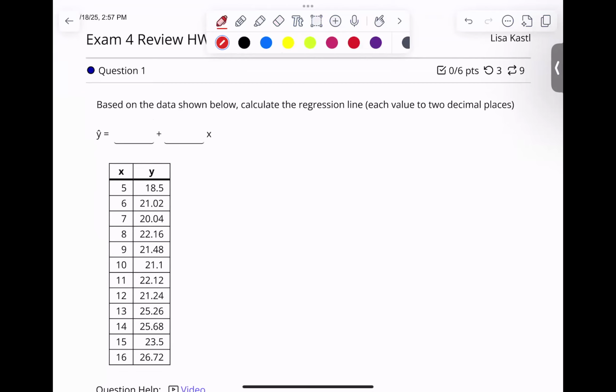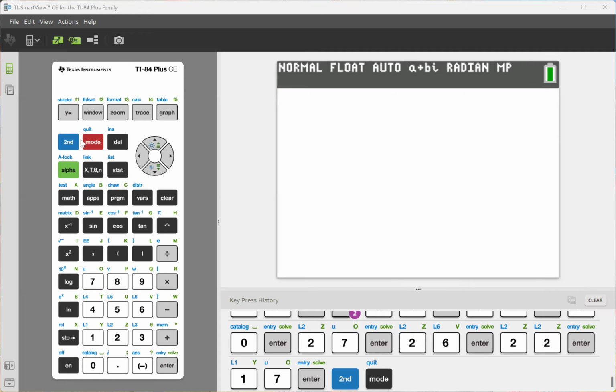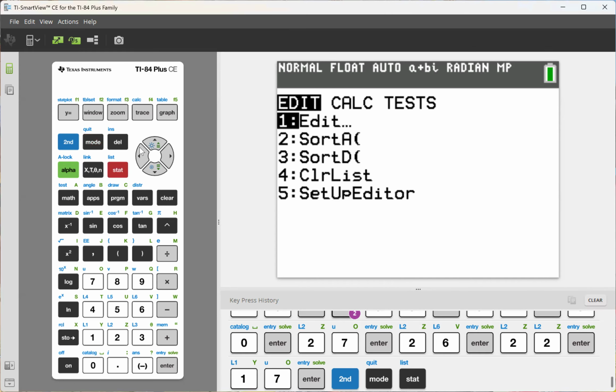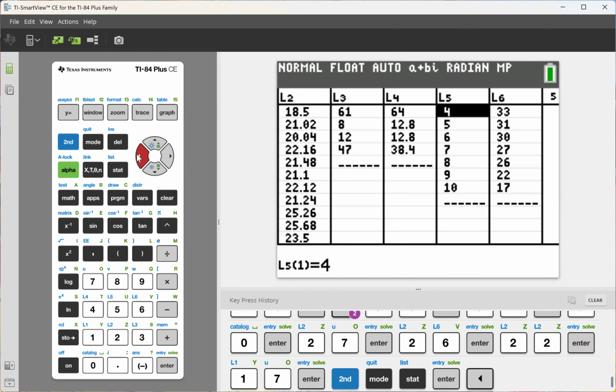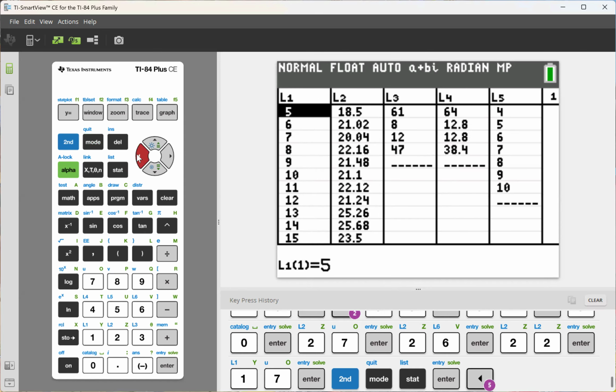So I'm going to put the X values in L1. I'm going to put the Y values in L2. So I'm going to share my calculator. And I have already put that information in my list. So I'm going to go Stat, Edit. And you can see in L1 and L2, I have that data. All right, so now I'm going to go run the regression on that data.